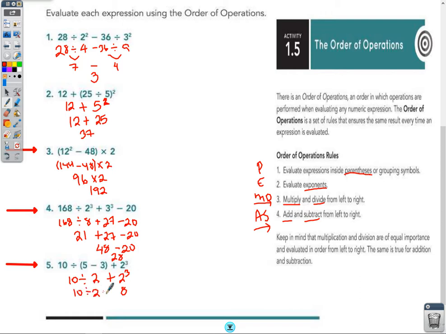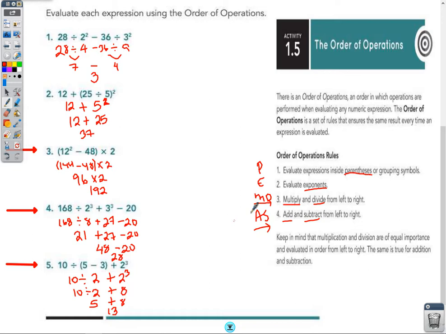10 divided by 2 plus 8. I go back to my list. The next thing is multiplication and division. I only have division. I don't have multiplication. So I'm going to do 10 divided by 2. I'm going to put a 5 underneath 10 divided by 2 and bring everything else down. So 5 plus 8. And then finally, I do addition and subtraction. So 5 plus 8 is 13. So that's my final answer.